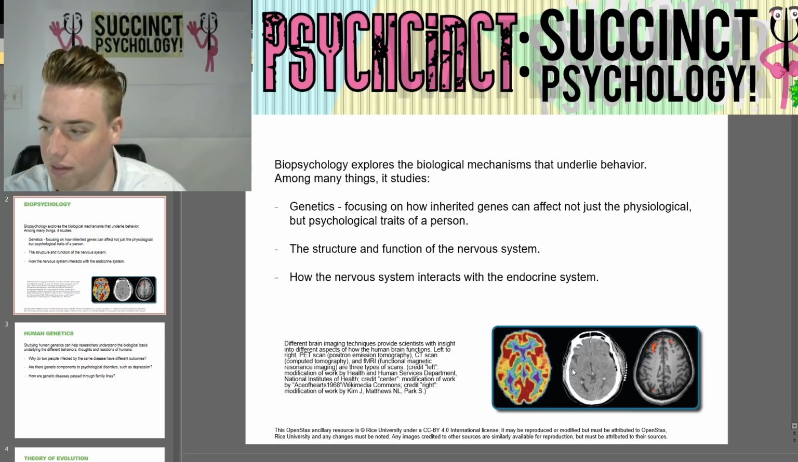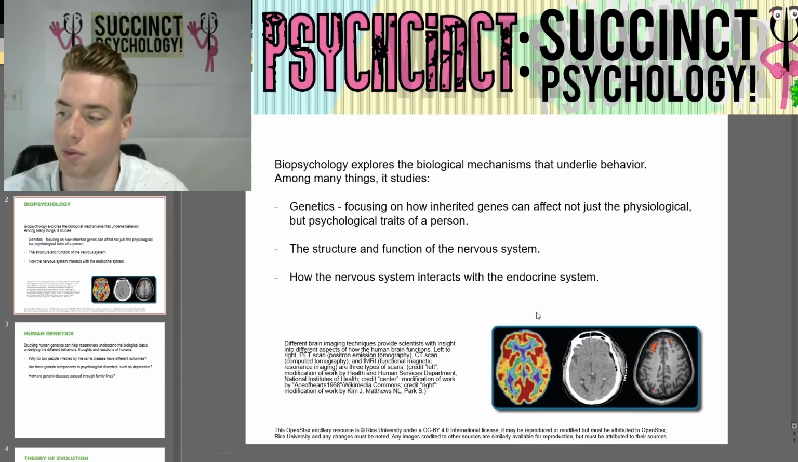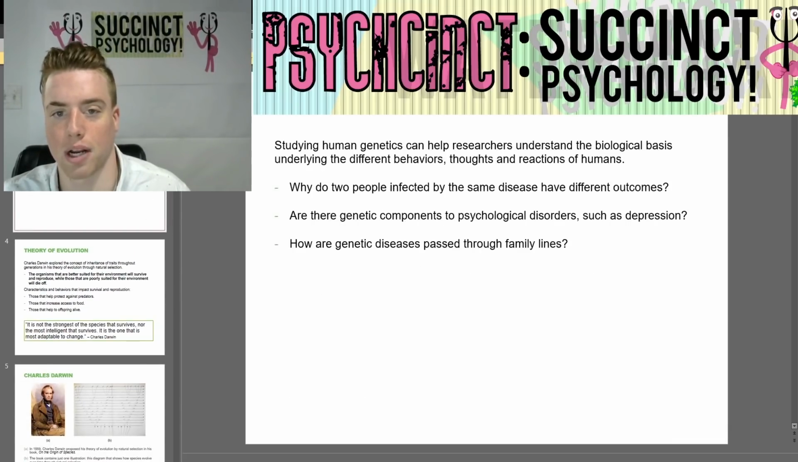So here we have a nice picture. Different brain imaging techniques provide scientists with insight into different aspects of how the human brain functions. Left to right, we have a PET scan, positron emission tomography, a CT scan, computed tomography, and an fMRI, functional magnetic resonance imaging. These three are types of scans, obviously, and we'll go more into depth about each of these later in the unit, so I won't touch on it right now.